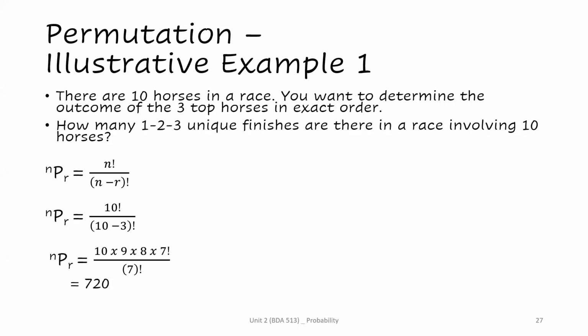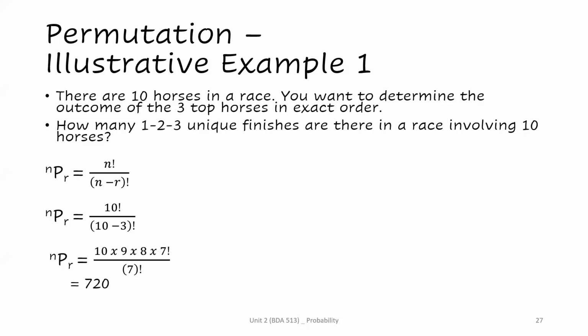Here you have 10 times 9 times 8 times 7 times 6, up to 1, and then the 7 factorial, but that will be long. Here, you can stop at 7 factorial, and the 7 factorial in the numerator can cancel out the 7 factorial in the denominator, and that gives you 720.